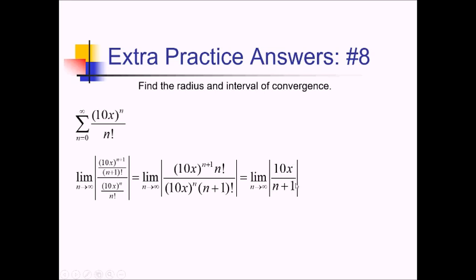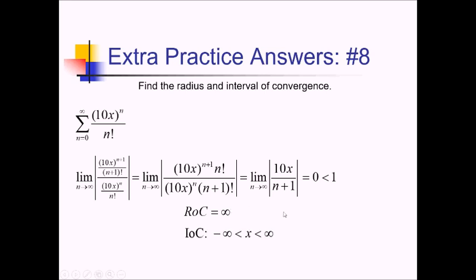That means we have a bottom-heavy function. As n goes to infinity, this whole thing is going to go to 0. Now, this whole thing is going to converge if the ratio is less than 1. 0 is always less than 1. So what this means is we're converging infinitely in all directions. Our radius of convergence, this works for everything, so our radius of convergence is going to be infinity. Our interval of convergence is going to be all real numbers, just negative infinity less than x less than infinity.